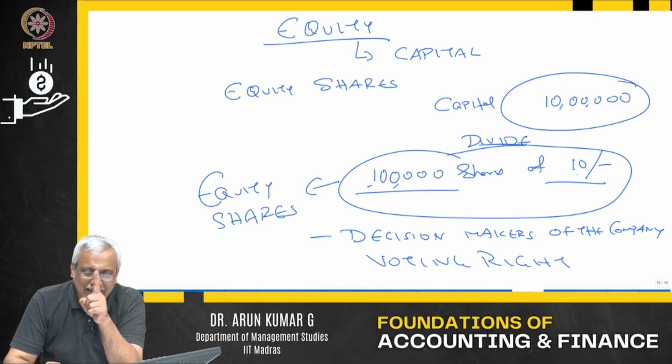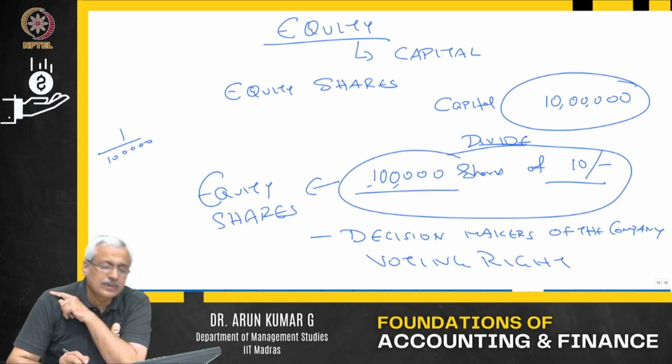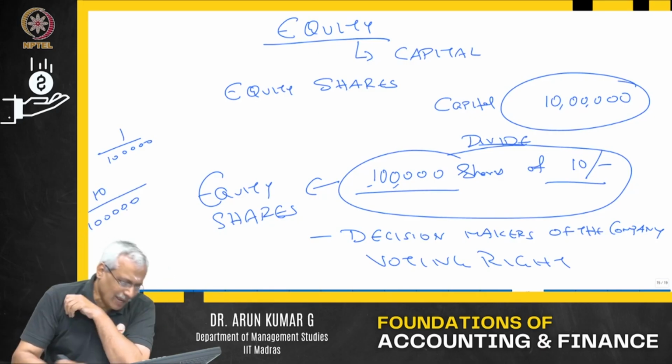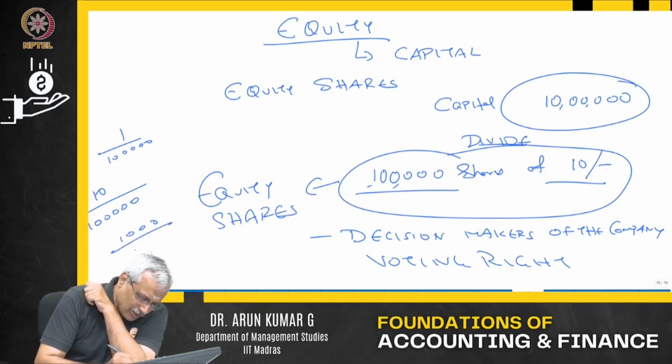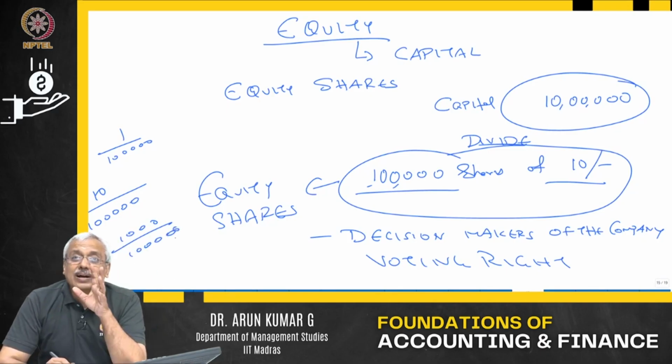You are holding one share. Imagine 1 by 1 lakh is your holding. I am holding 10 shares, so 10 by 1 lakh is my holding. I own 1,000 shares, so 1,000 by 1 lakh is my percentage of holding. So that is how this holding is basically there.